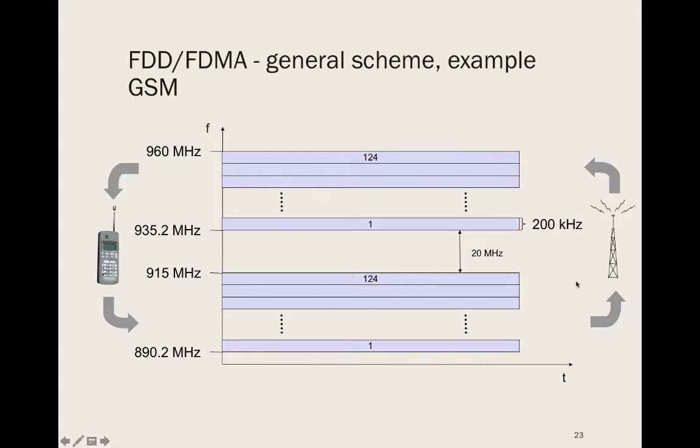You can see in this example, each subband is 200 kHz and the guards are 20 MHz. The traffic from mobile devices to the station is uplink, and from the station to mobile devices is downlink. So FDD is responsible for allocating these uplink and downlink frequencies.